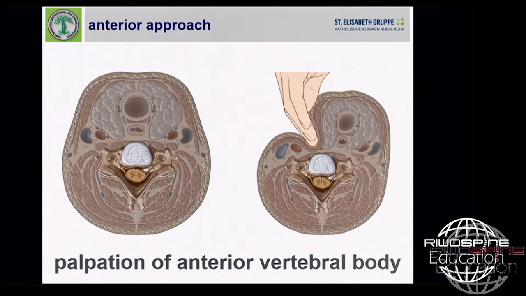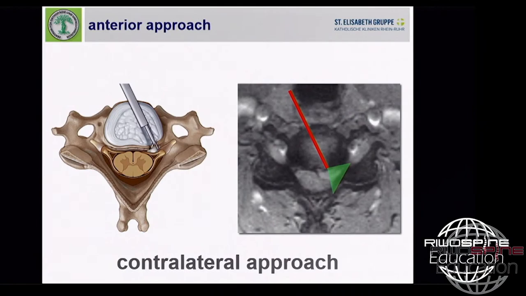Precondition for this approach is that you have to palpate, or have the possibility to palpate, the anterior part of the vertebral body. Especially in muscular men, in lower cervical levels, this is sometimes not possible. We perform this approach as a contralateral approach. That means it's a transdiscal approach from the opposite side to the target that we have here in the posterior aspect of the disc.